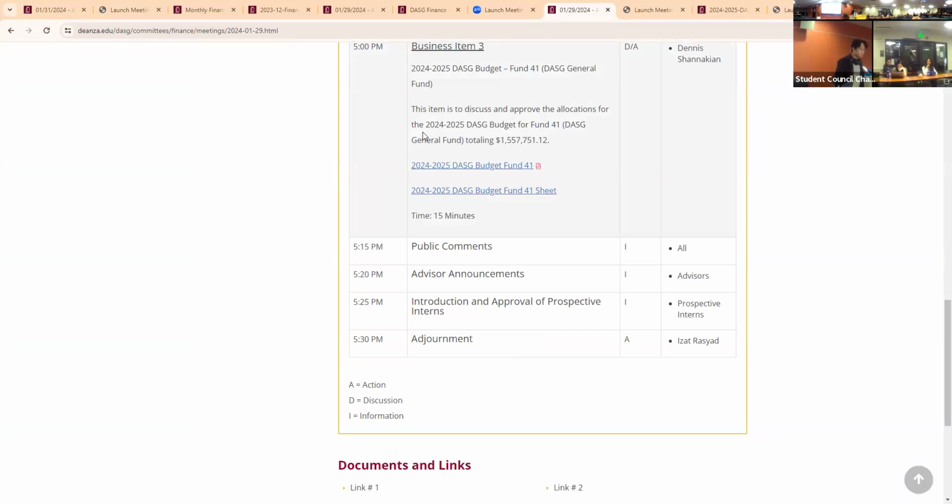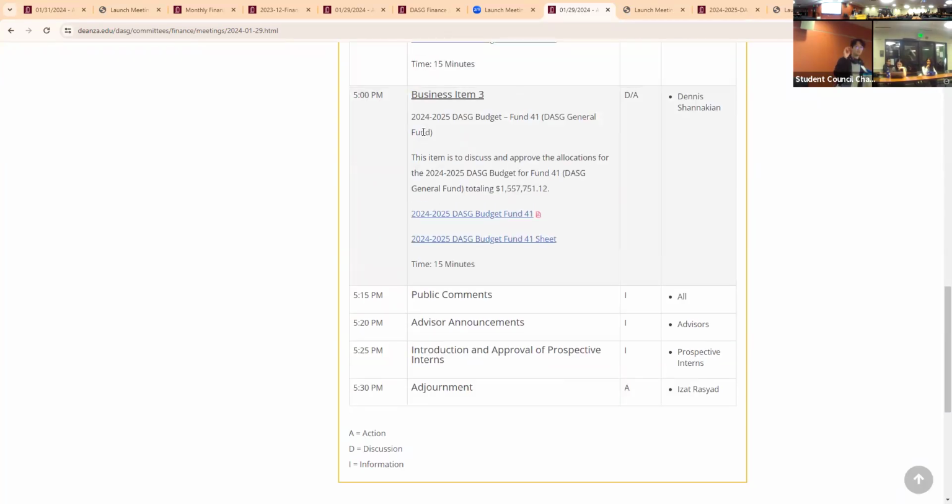We still need a motion, don't we? Yes, we do need a motion. So can I get a motion to approve allocations for the 2025 budget for Fund 41, totaling $1,557,751.12?